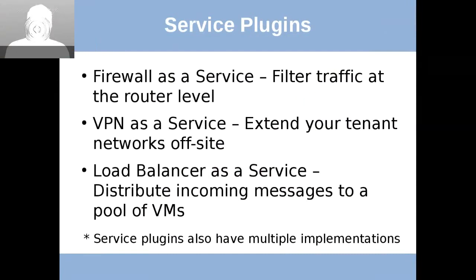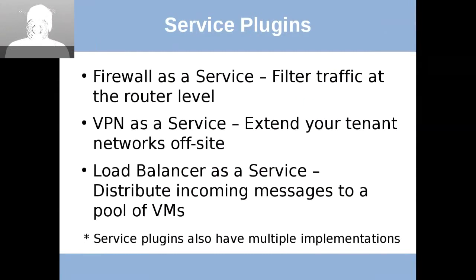So let's just talk very briefly about each type of as a service. You've got firewall as a service. You can basically filter traffic at the network level at some centralized location. So for incoming traffic into your network, you can decide if you want to allow HTTP traffic, if you want to disallow pings, and so on.